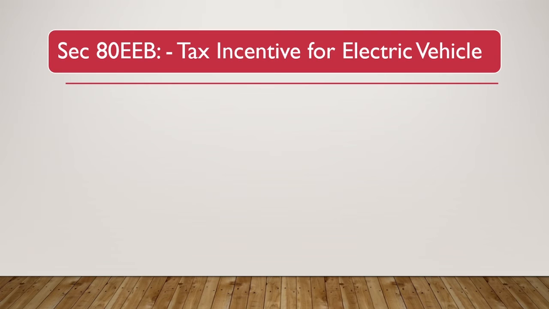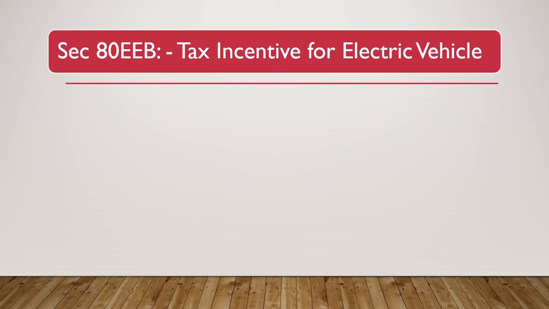Now friends, let us understand section 80EEB, tax incentive for electric vehicle. As there is a slogan going on, go green, use pollution free products. In order to encourage such practice, this section has been introduced. If SSC is taking a loan for the purchase of an electric vehicle which is pollution free, then such repayment of interest can be claimed as deduction.